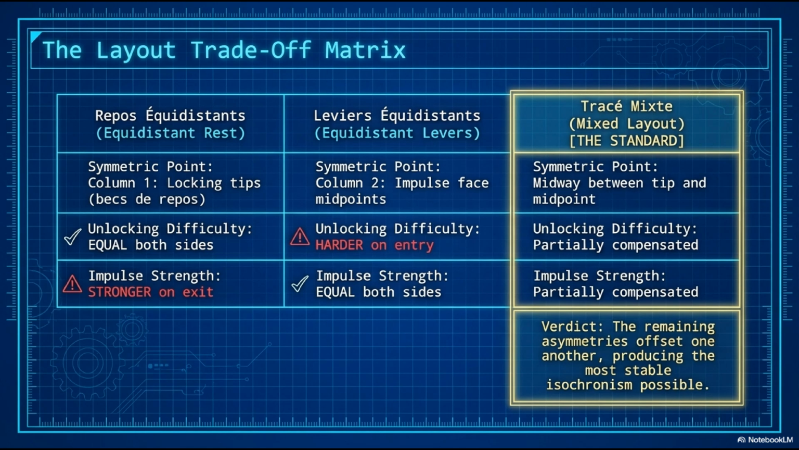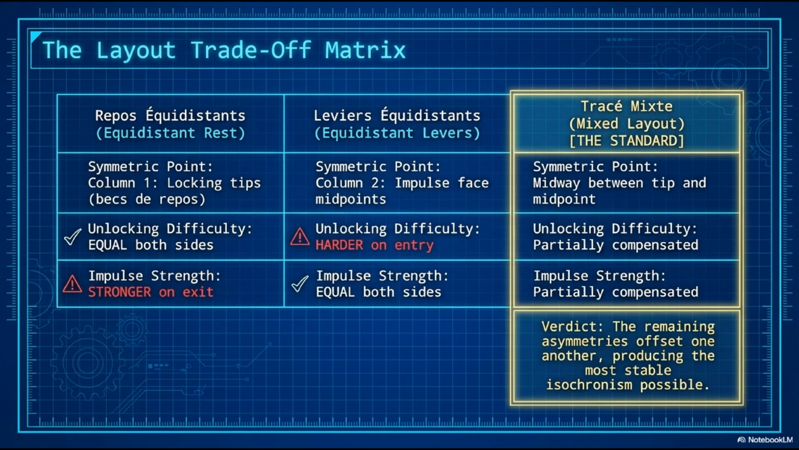Column 2, leviers équidistants, equidistant levers. Symmetric point: the impulse face midpoints. Unlocking difficulty: harder on the entry side, problem. Impulse strength: equal on both sides, advantage. Column 3, tracé mixte, highlighted with a gold border as the standard. Symmetric point: midway between tip and midpoint. Unlocking difficulty: partially compensated. Impulse strength: partially compensated.